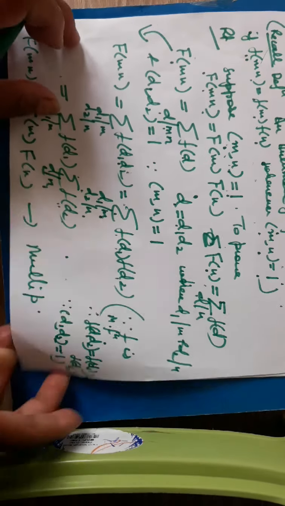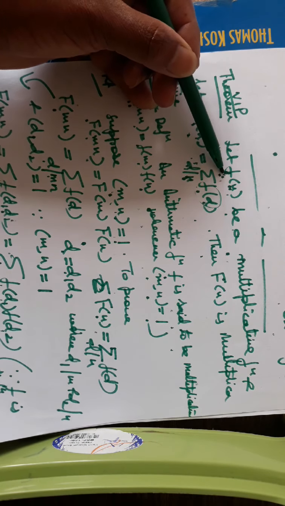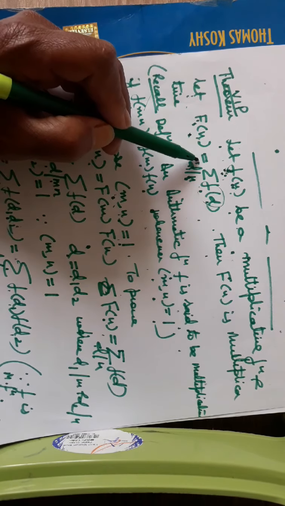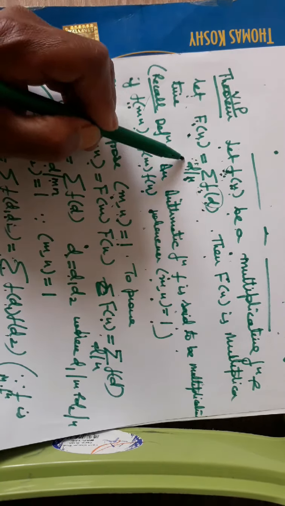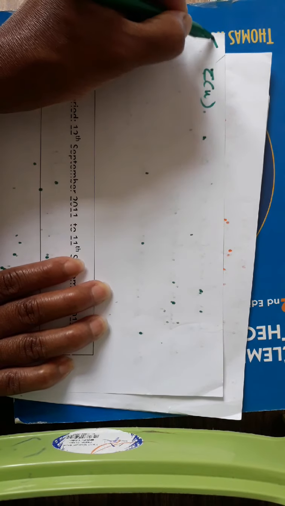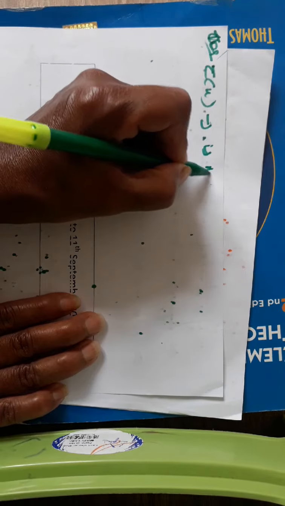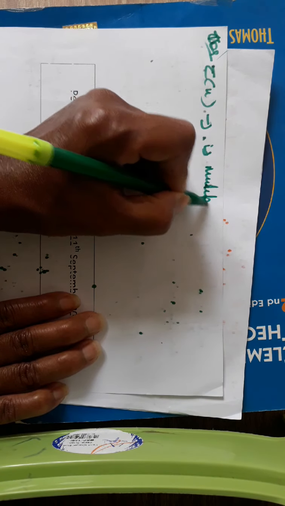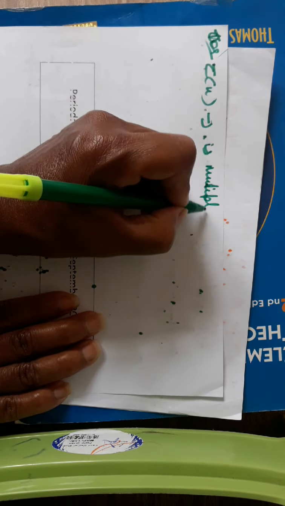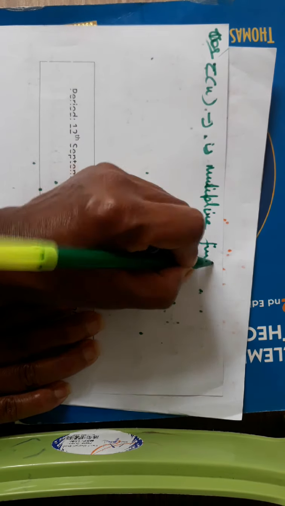I hope it is clear to you how to show that if small f is a multiplicative function, then capital F(n), which is defined as the summation of f(d), is again a multiplicative function. Next we prove that tau(n) is multiplicative, as a corollary of the above theorem. We are going to prove this with the help of the above theorem.